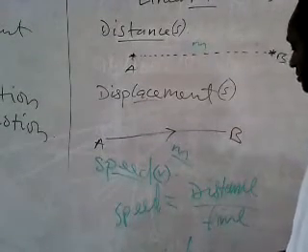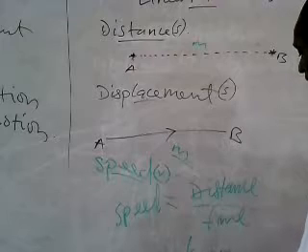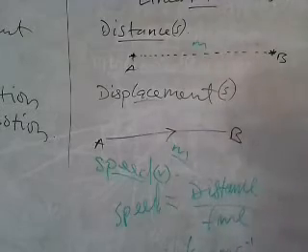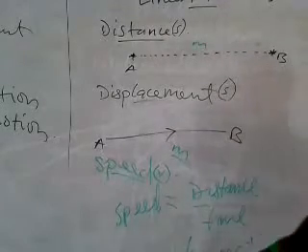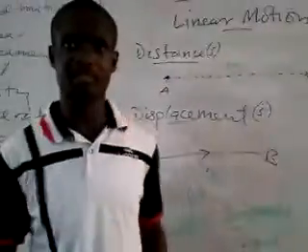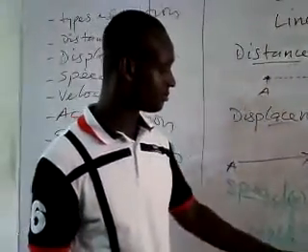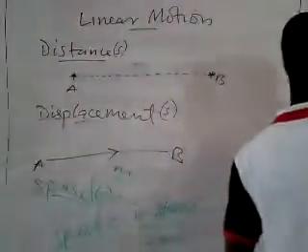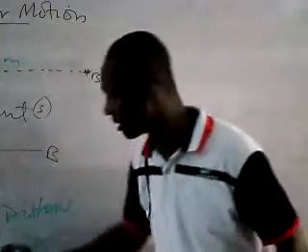And the SI unit of speed is meters per second. And speed is a scalar quantity. It means that the direction is not needed. For the speed covered by an object or a vehicle, we don't consider the direction. And due to that, speed becomes a scalar quantity.